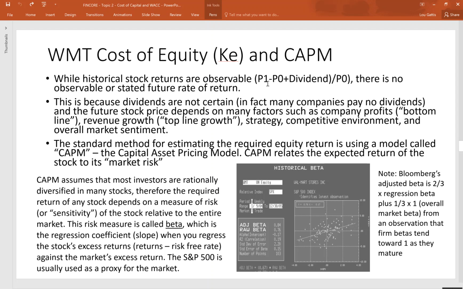So the way we're going to calculate the expected or required return of a stock in the future is we're going to resort to one of the more famous models in finance. It's called the Capital Asset Pricing Model, or CAPM. CAPM is a model that relates the expected return of the stock to its market risk. So let's talk about CAPM for a minute.